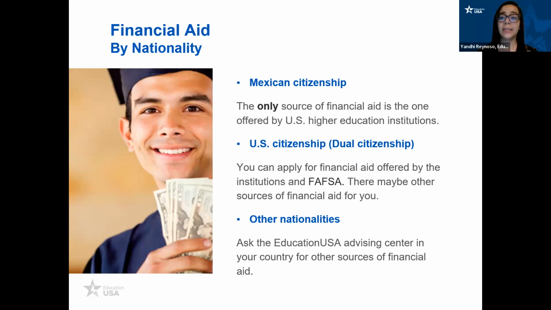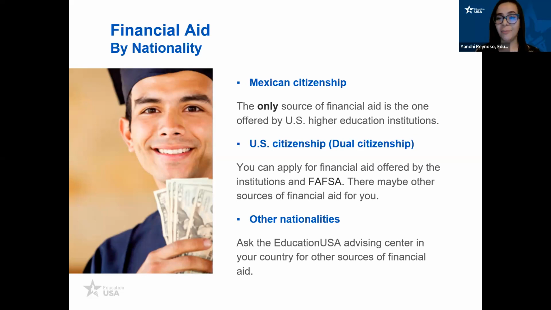Financial aid depends on nationality. So I will probably think that most of us have a Mexican citizenship. So Mexican students, this is something important for you to understand: the only source of financial aid that we have to study an undergraduate degree is the one that is going to be offered by US higher education institutions, and that is it, okay?